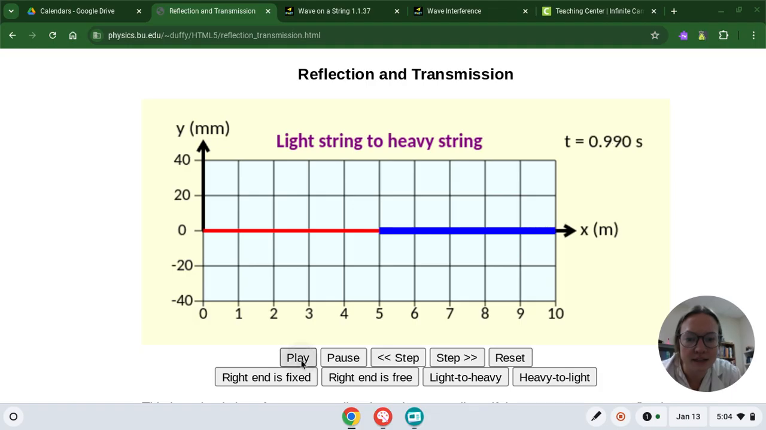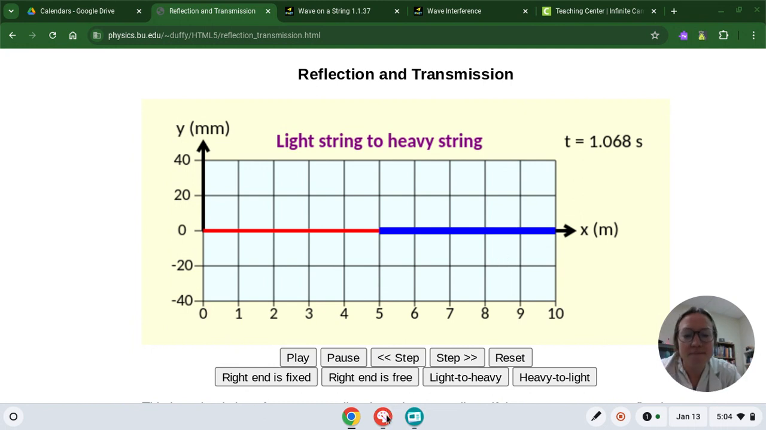Okay, and there it is. And what you should see there is that when the wave goes from the light string into the heavy string, you should see two things happen. First, the wave slows down pretty substantially, but you should also see that the wavelength gets shorter in comparison to the first wavelength.